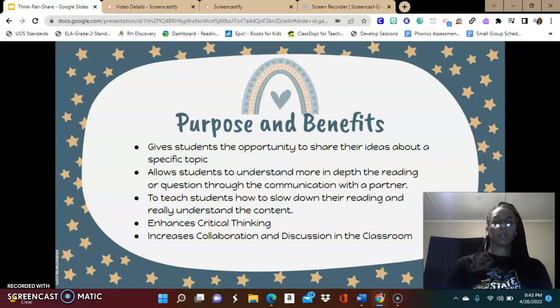It also allows students to understand more in depth the reading or question through communication with a partner. The person next to them may think about something that they didn't think about. So now, next time that question or topic comes up, they're going to also think to add what their partner said.